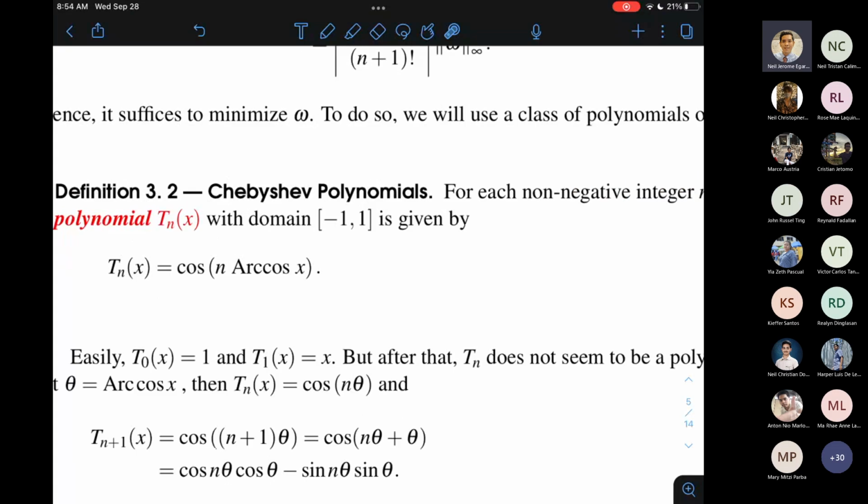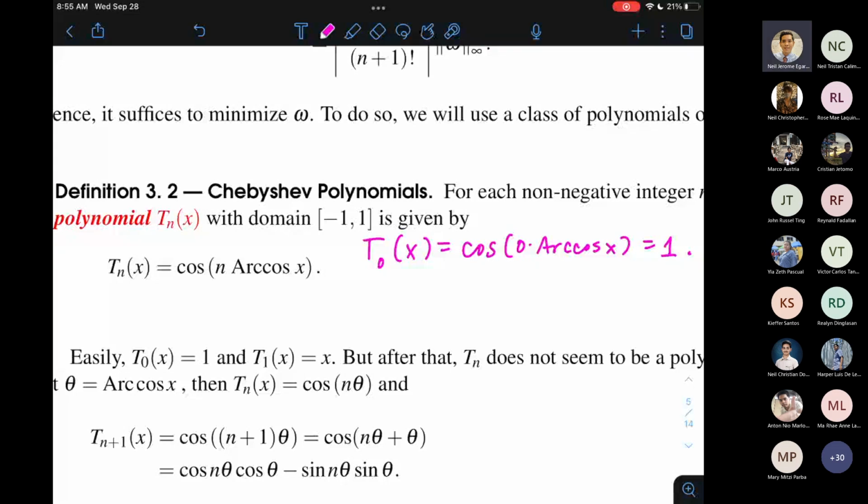Cosine of 0 times arccos of x. So this will just be cosine of 0, which is equal to 1. So the degree 0 Chebyshev polynomial is the constant 1.